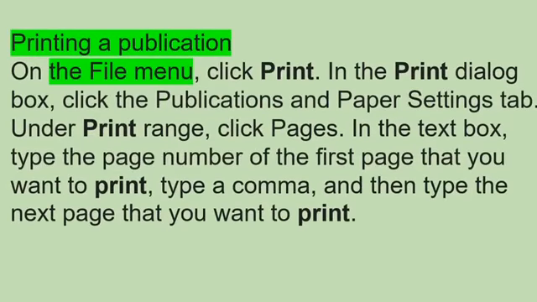Then, once you are done with your publication, you may wish to print it, and therefore printing a publication. On the File menu, click on Print. In the Print dialog box, click the Publication and Paper Settings tab. Under Print Range, click Pages in the text box. Type the page number of the first page that you want to print. Type a comma, and then type the next page that you want to print.